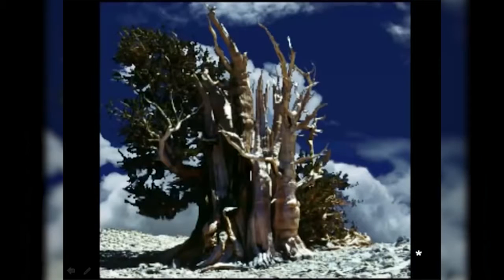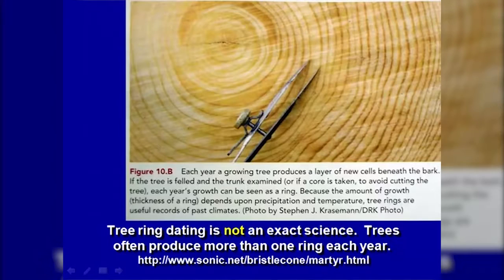Here is a picture of the oldest tree on the planet. It is called the bristlecone pine. Now, tree ring dating is not an exact science. Trees often produce more than one ring each year.